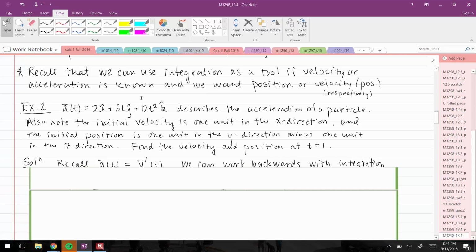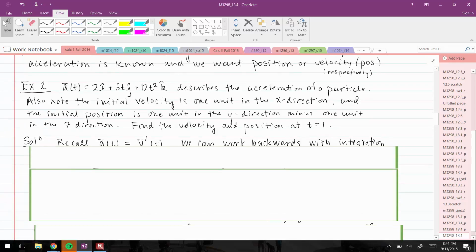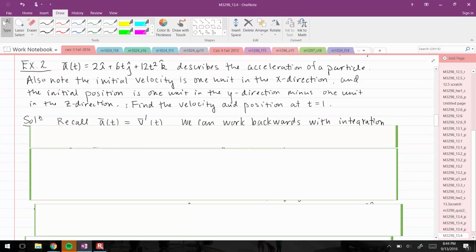We're given the acceleration vector as 2i plus 6tj plus 12t squared k, and that describes the acceleration of a particle. Also note the initial velocity is 1 unit in the x direction, and the initial position is 1 unit in the y direction minus 1 unit in the z. We're charged to find the velocity and position at t equals 1. So, first of all, we can move backwards. Let's start with just one step here.